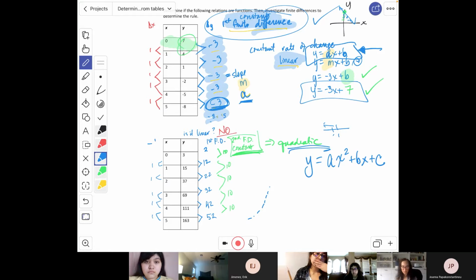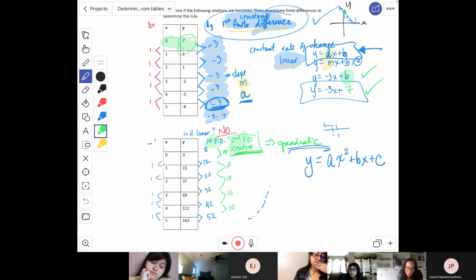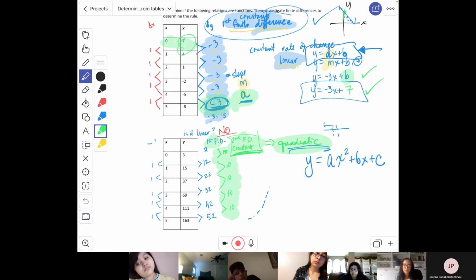So the first step is, we're given a table of values. We start calculating finite differences. This is the process you're going through. Given a table of values, you first check to see if it's a function. Then you start calculating finite differences. If it has a first finite difference that is constant, it is linear. This number represents the slope, the A. If it has a second finite difference that is constant, it is quadratic, but we don't know what that number is. It's not A. How are we going to figure out what it is?